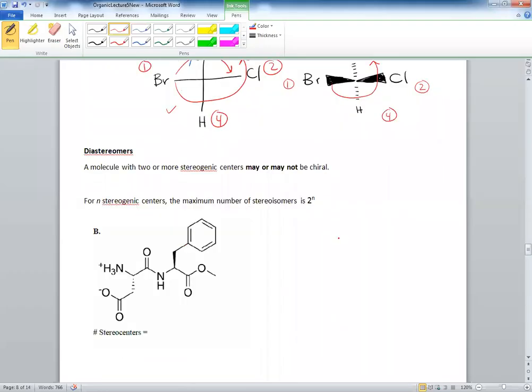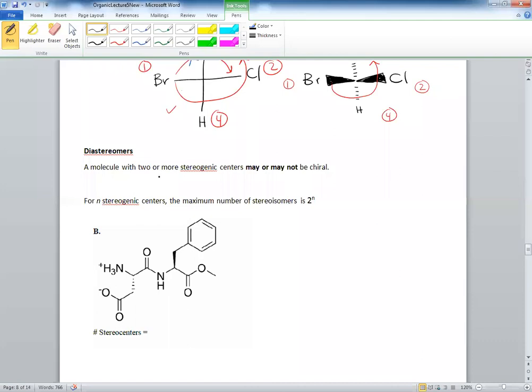Diastereomers. Diastereomers are stereoisomers but are not superimposable. So you can have diastereomers when a molecule has two or more stereogenic centers. Again, of course, this may or may not be chiral. We will see that in a second.